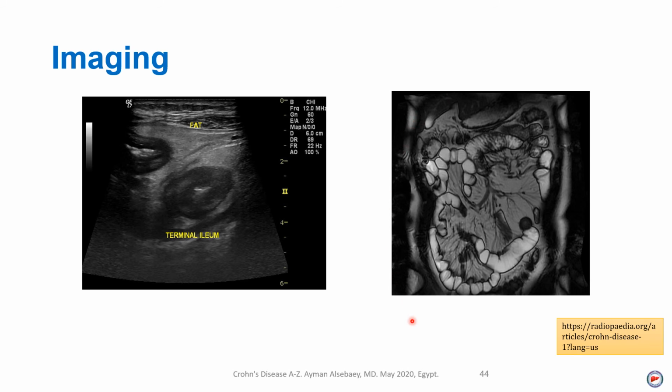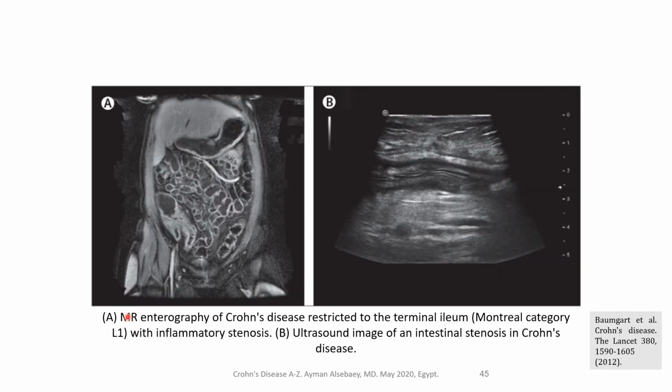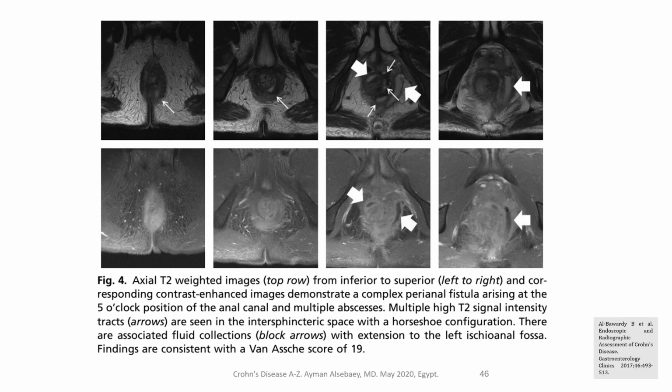This is MRI of the abdomen, MRI enterography, okay, and this is a small bowel ultrasonography. Here there is MRI enterography. You will find that the disease is restricted to the terminal ileum. Here is the thickening of the mucosa. And also this is complementary small bowel ultrasonography.